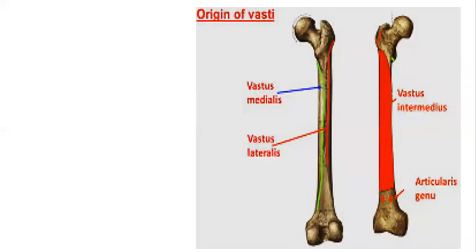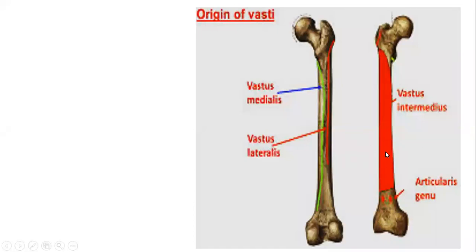What I told you in the beginning is that the vasti do not cross the hip joint. They just get origin from the femur, and then they are attached on the patella and indirectly onto the tuberosity of the tibia. So what is the origin of the vastus lateralis and vastus medialis? I'm going according to your book, and very simple terms are used for the attachment. The upper end and the shaft of the femur. Very simple words. Don't go into the details at this time. You just say that the upper parts and the shaft of the femur provide attachment to the vastus medialis and vastus lateralis.